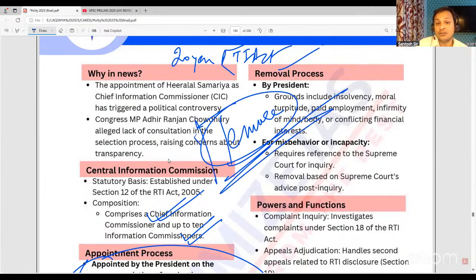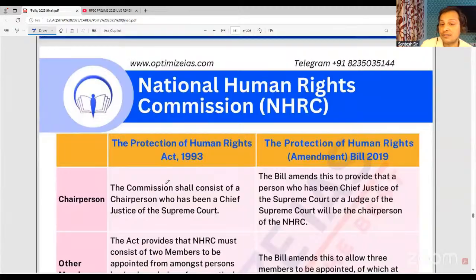Tenure, what is the tenure of these bodies? So guys, you know that after the amendment of the RTI Act 2019, there were some changes made to the tenure of these bodies. So you should know that also. It is very, very important.